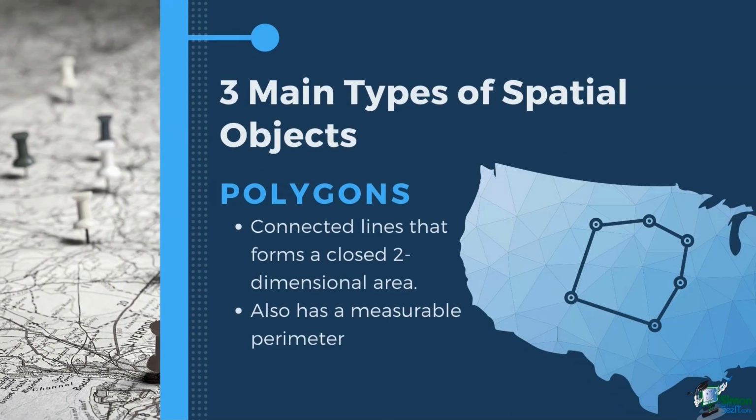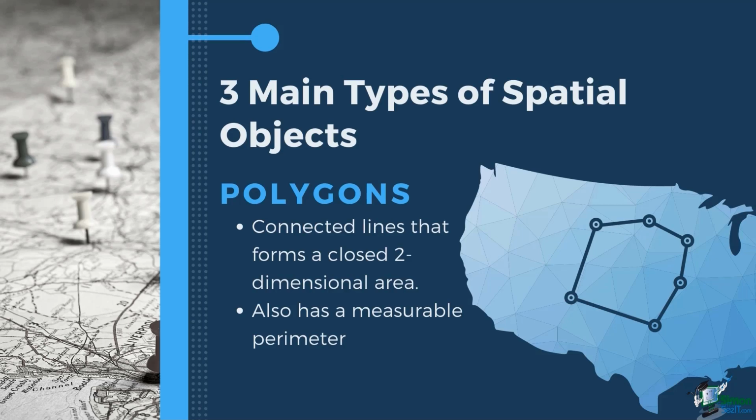Polygons are comprised of lines that are connected to form a closed two-dimensional area. They have a measurable perimeter and are often used to declare the boundaries of a country or show the trade area of a certain store branch.